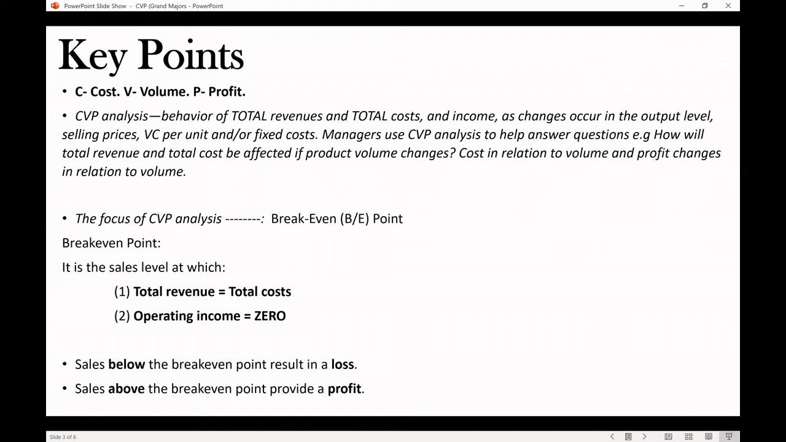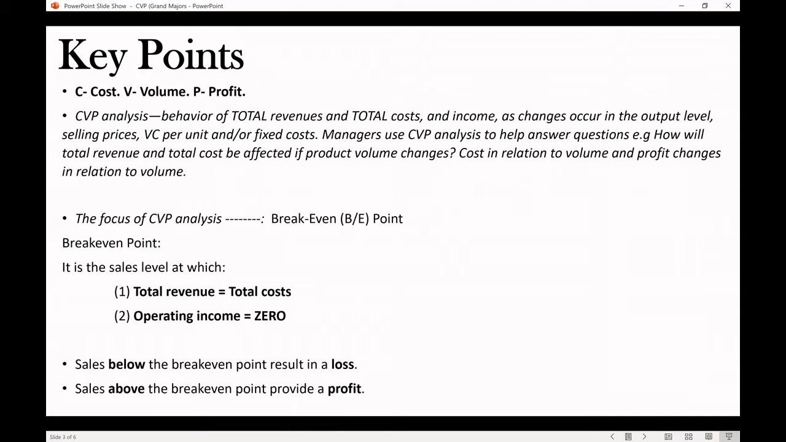Managers use CVP analysis to help answer questions such as, how will total revenue and total cost be affected if the product volume changes? That is, if how much you produce changes, that's what we're considering product volume. And questions such as cost in relation to volume and profit changes in relation to volume. So as volume changes, what happens to cost? What happens to profit? That's the purpose of CVP analysis.